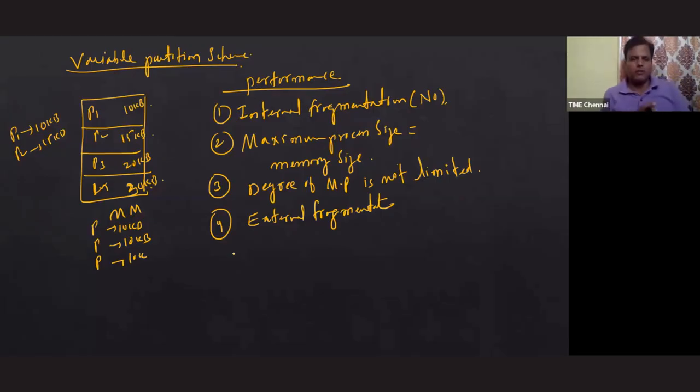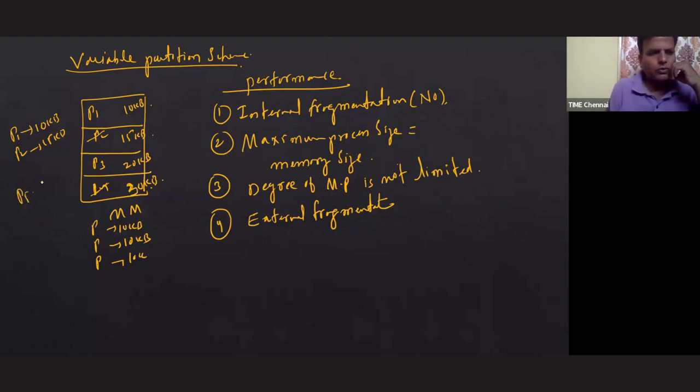Is external fragmentation there or not? We'll see. Okay. So what are we actually doing for the external fragmentation? Let's assume process P4 has finished its execution. Process P2 has also finished its execution. This 15K and this 30K are freely available.